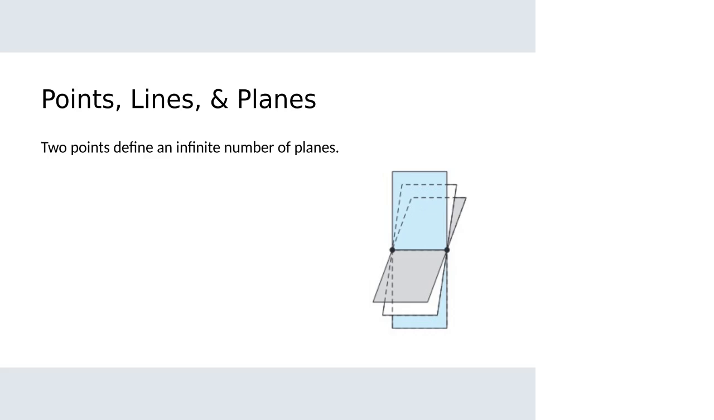And if we have 2 points, we can draw an infinite number of planes through those. And you can imagine taking your piece of paper and sort of holding it on either side and then rotating it forward and backward. And you've got an infinite number of planes that can go through that one individual line.